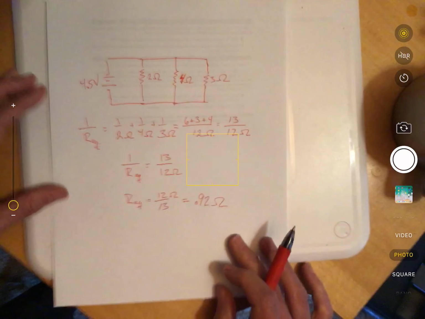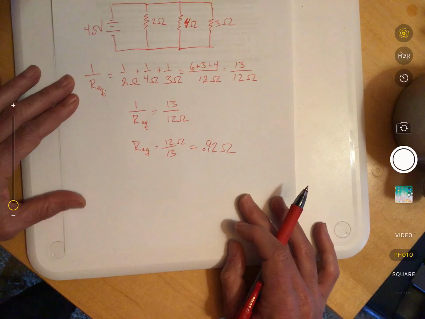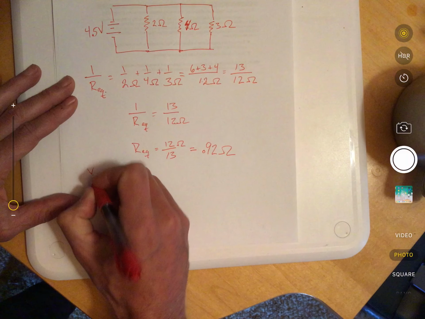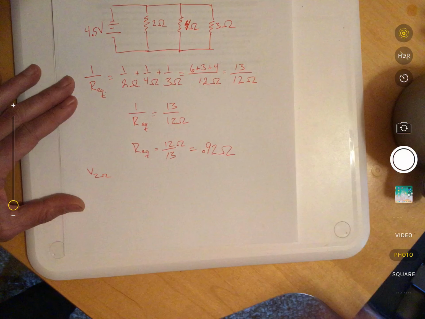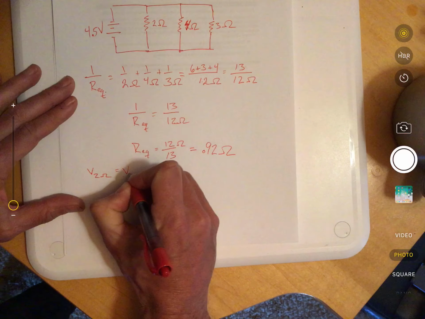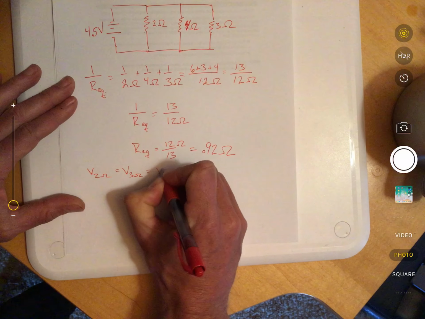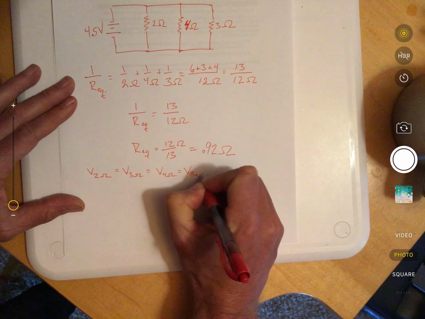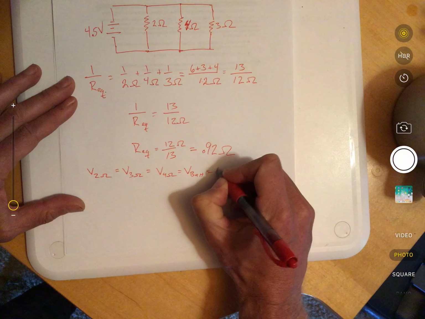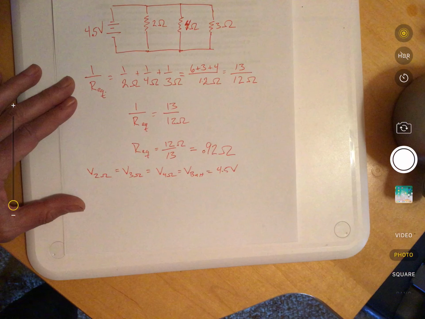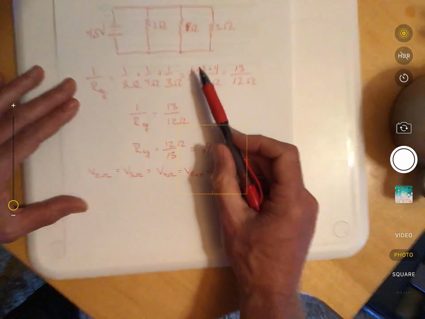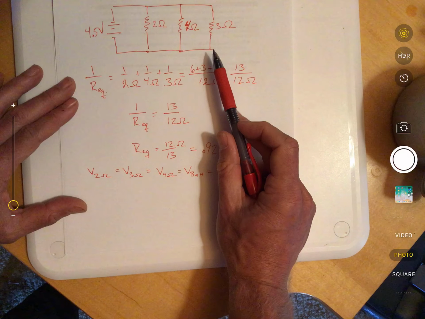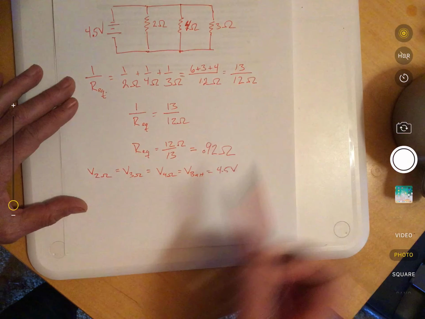So for parallel circuits, calculating the voltage drop is simple. I'm going to write it this way. V across 2 ohms is equal to V across 3 ohms. It's equal to V across the 4 ohms. It's equal to V across the battery in magnitude anyways, and that's 4.5 volts. No calculations needed, just an understanding of Kirchhoff's loop law. What we will need to calculate is the current this time. So let's go ahead and do it.